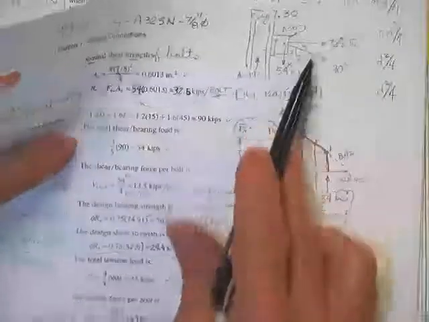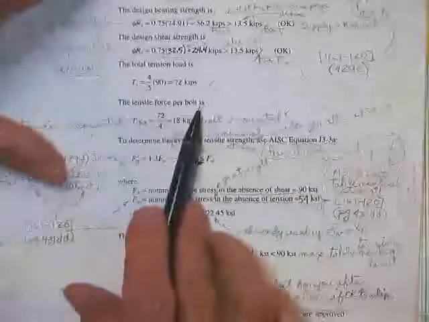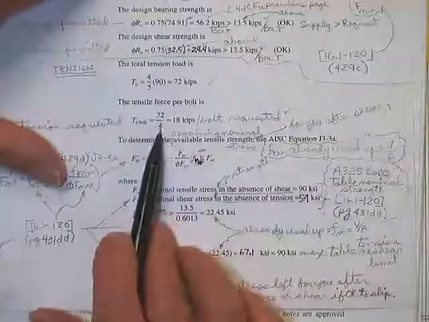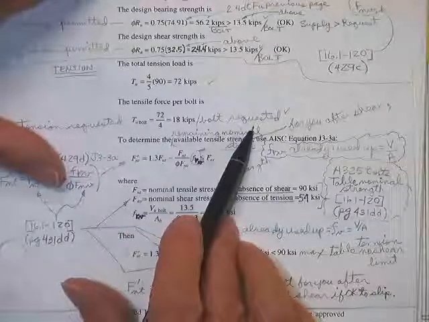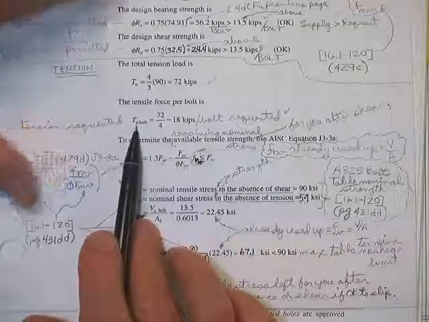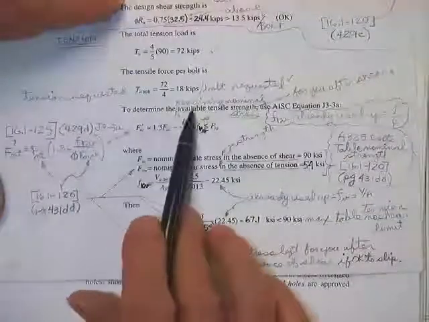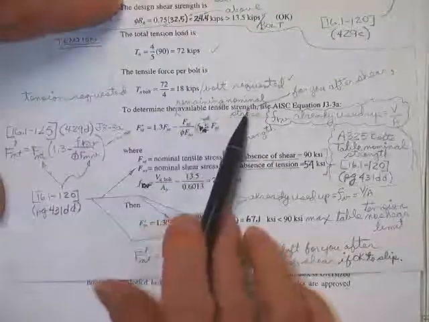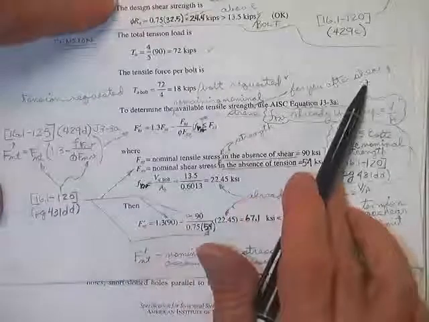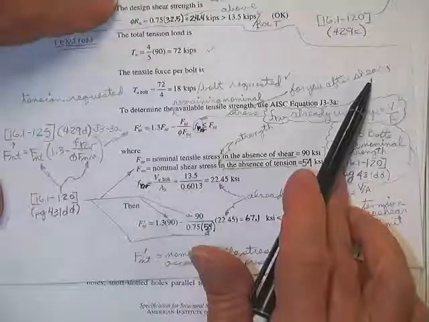So now we work on our tension side of the connection. Tension force was 4/5 of 90. That was your 72. Tension force per bolt is 72 over 4 bolts. 18 kips per bolt is your request. That's T sub ultimate request. Determine how much remaining nominal available tensile stress there is for you after shear is accounted for.